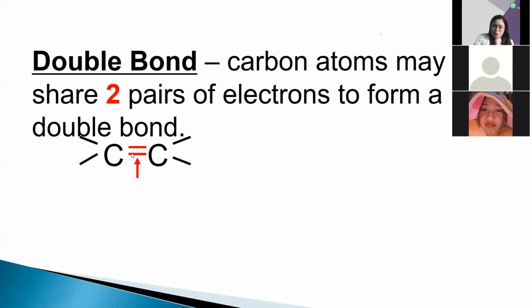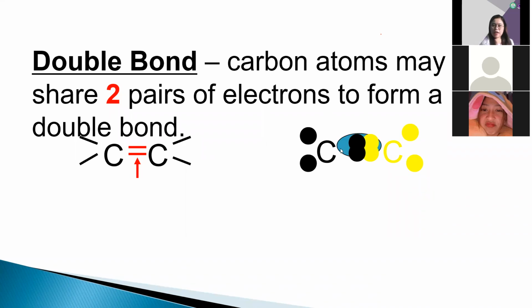So just like this one, C double bond C, or carbon double bond carbon. Both ends of the bond have electrons. If we look at the electron dots, there are 4 electrons for each carbon. But what will happen is, this carbon will share 2 electrons and the other 2 will be free. This carbon will also share 2 electrons and the other 2 will be free.